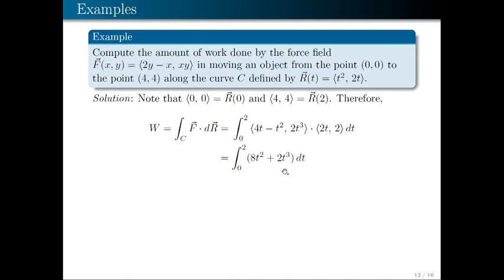Then we integrate that with respect to t. The integral of 8t squared with respect to t would be 8/3 t cubed, and the integral of 2t to the 3 would be 2/4, or 1/2, t to the power 4. Then evaluate from 0 to 2, and we'll get the final answer to be 88 over 3.